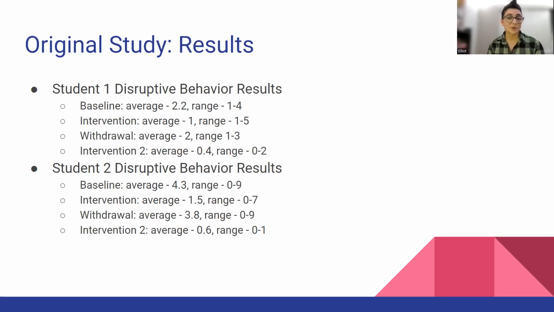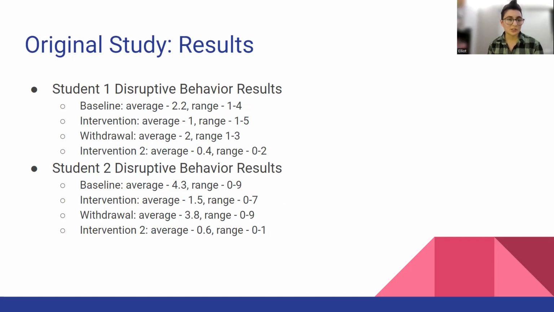As for disruptive behavior, that did not have as much of a jump, but there was a difference. So for student 1, baseline average was about 2.2 instances of disruptive behavior within the 15-minute period. Intervention, his average was 1. Withdrawal, it jumped back up to 2. And then the second intervention phase was 0.4 within the 15-minute period.